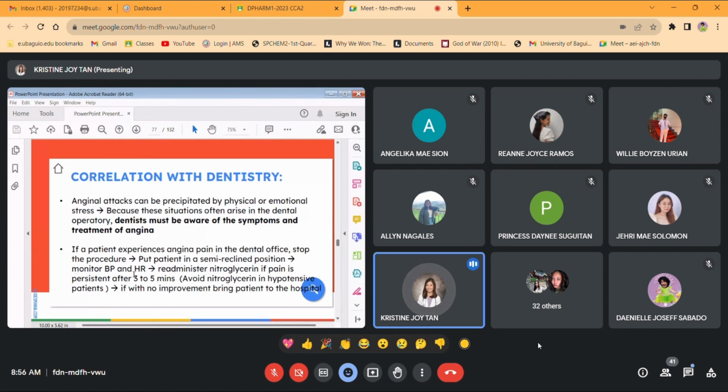Hook your patient in your BP monitor. So, check your BP and, of course, your heart rate if you have a pulse ox to check the heart rate. So you can re-administer nitroglycerin if the patient is still in pain, persistent after 3 to 5 minutes. But avoid nitroglycerin in patients who are hypotensive.